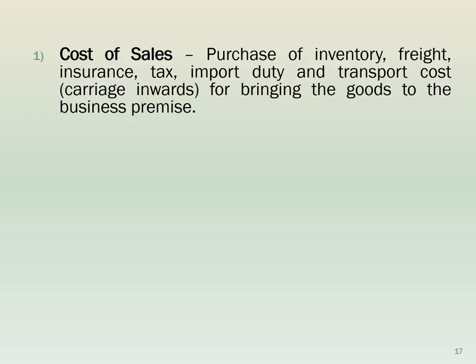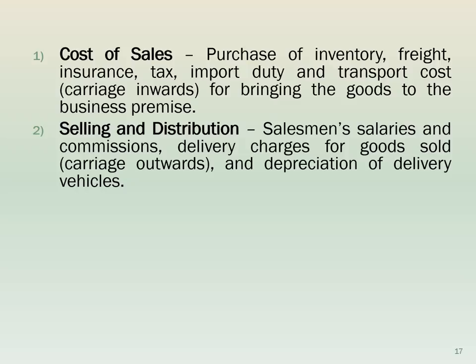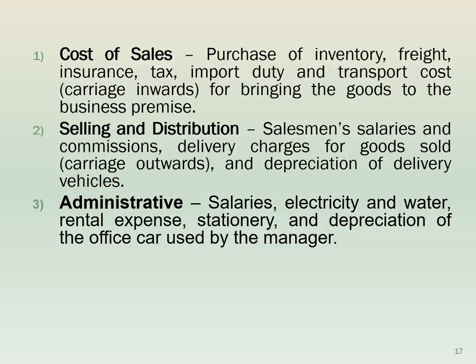Selling and distribution are regarding the activities of selling and distributing the goods and services. For example, the salesmen's salaries or the sales personnel's commissions, delivery charges when we transport the goods to the customers, that we call carriage outwards, and depreciation of delivery vehicles. So those are the examples of the selling and distribution category of expenses. Administrative is relating to costs that we need to incur for administering our business activities. For example, salaries of your managers or salaries of the accountants. Those are administrative. Electricity and water, rental, stationery, and depreciation of the office car used by the administrator.